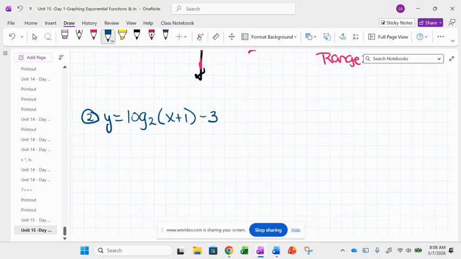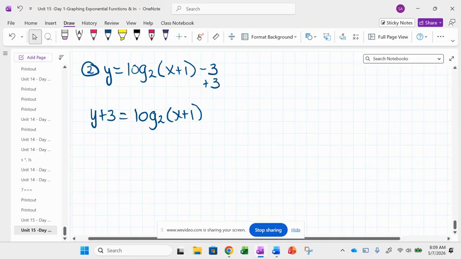That -3 is not part of the argument. Does anybody need me to say that again? So right now, I cannot combine the 1 and the -3 because the 1 is part of the argument, the 3 is not. So in order for me to change this back to exponential, I need to just have the log, the base, and the argument on one side, which means I have to move that -3 to the other side. How do I move that -3 to the other side? We're going to add it, exactly. So we're going to now have y plus 3 is equal to log base 2 of x plus 1.